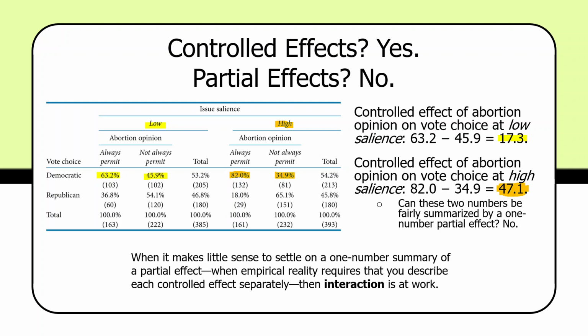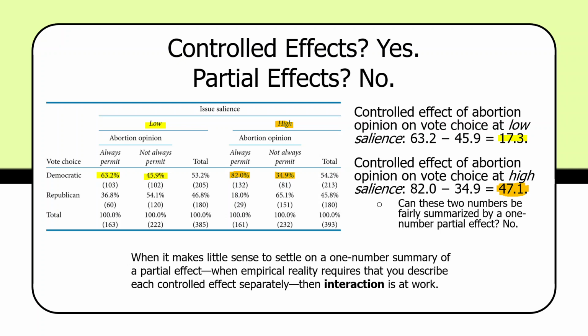To reiterate, do we discuss controlled effects? Absolutely. That's what the table's all about. Can we condense to partial effects? No, we cannot do that. We would be misleading. We would be mischaracterizing the data. So we've got to stick with separate controlled effects.